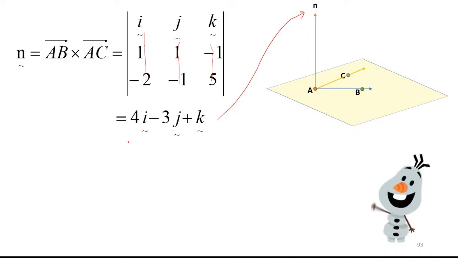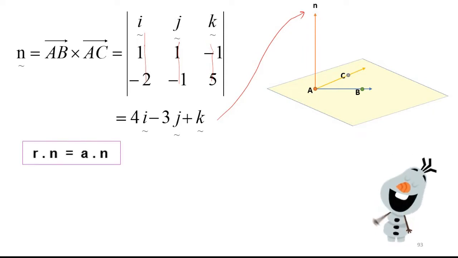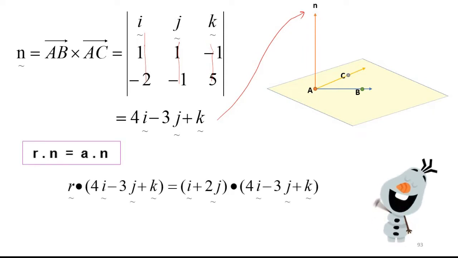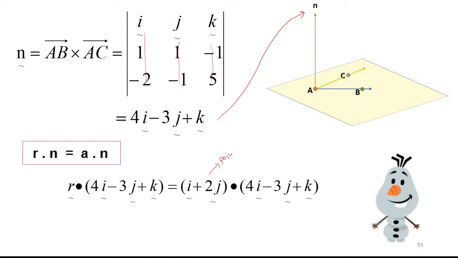So you already know your normal vector. You already know your point. We can substitute into r dot n equal to a dot n. So we substitute here: r dot (4i minus 3j plus k) equal to (i plus 2j), because this one, I choose point A.